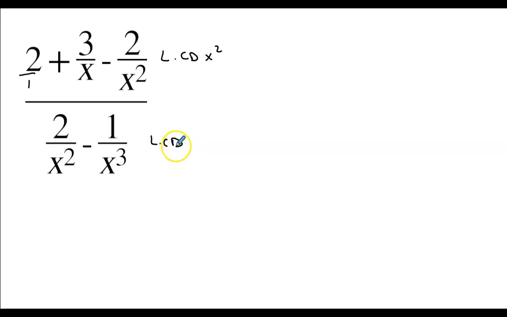Denominator, 2 over x squared minus 1 over x cubed. I can't take away from x cubed, I can just build the x squared to get to the x cubed. So this one's going to be x cubed. Okay. So my first fraction, 2 over 1, and I'll write these out right for now. 2 over 1 plus 3 over x minus 2 over x squared.